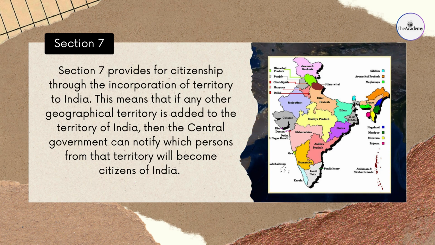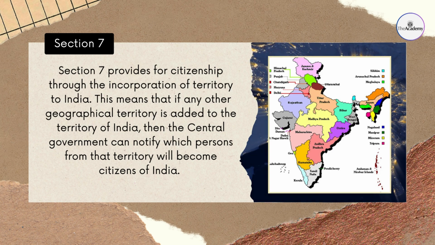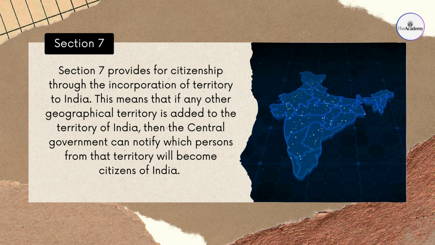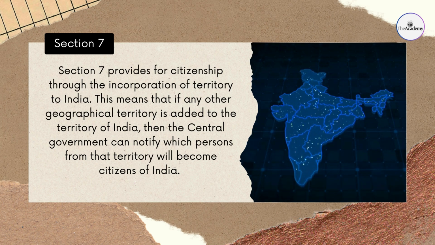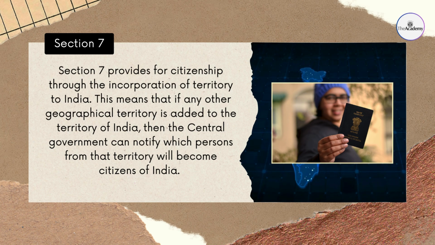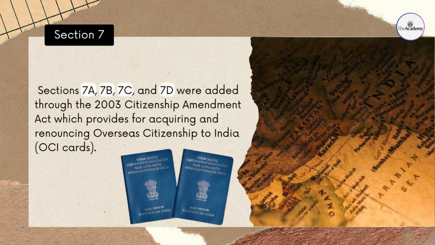And finally, Section 7, which deals with incorporation of territory. Section 7 provides for citizenship through the incorporation of territory to India. This means that if any geographical territory is added to the territory of India, then the central government can notify which persons from that territory will become citizens of India.